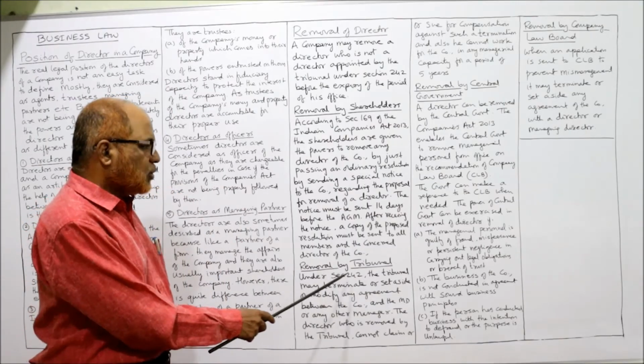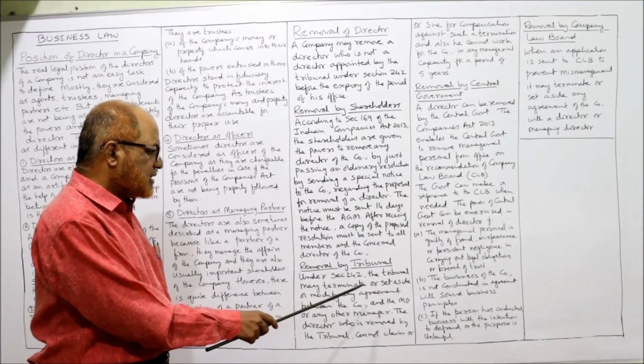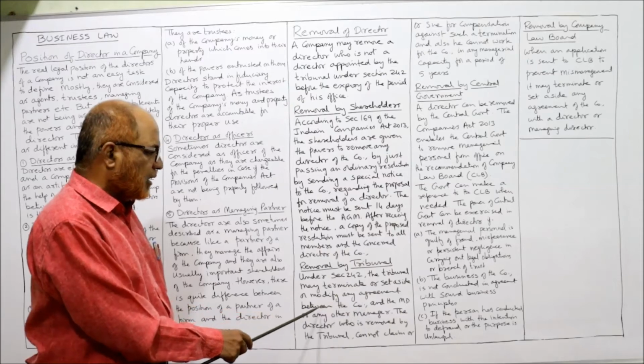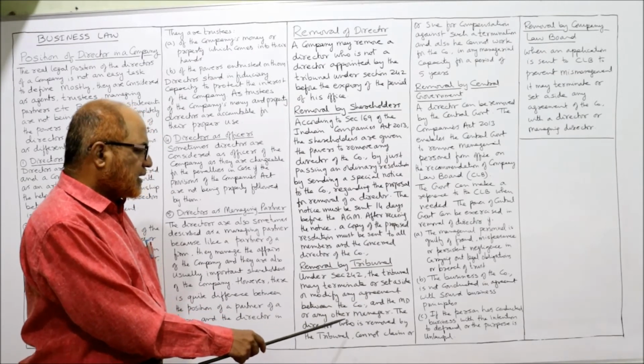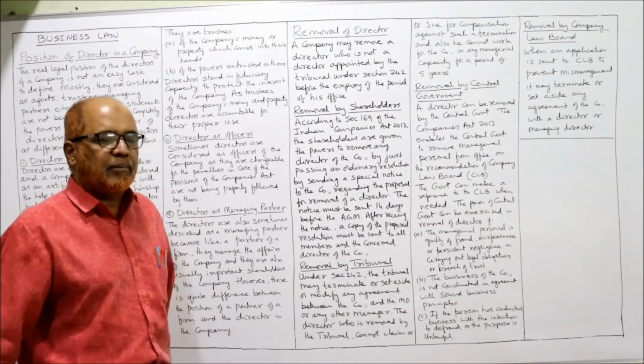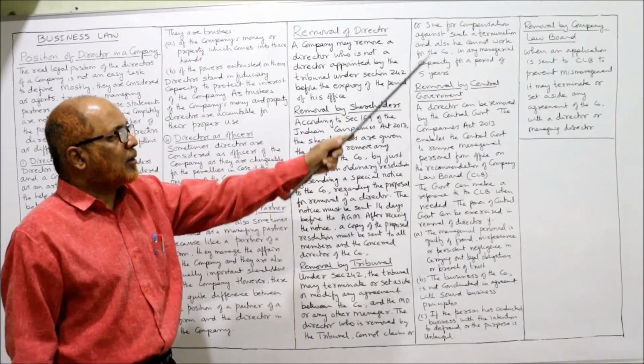How? Under section 242, the tribunal may terminate or set aside or modify any agreement between the company and the managing director or any other manager. The director who is removed by the tribunal cannot claim or sue for compensation.